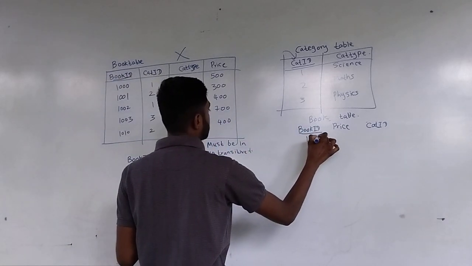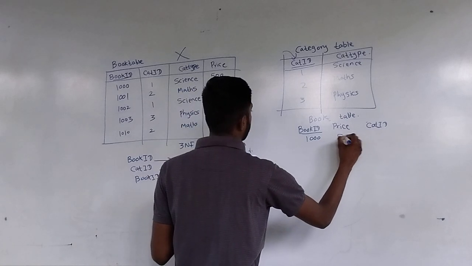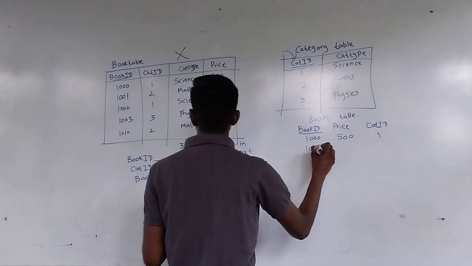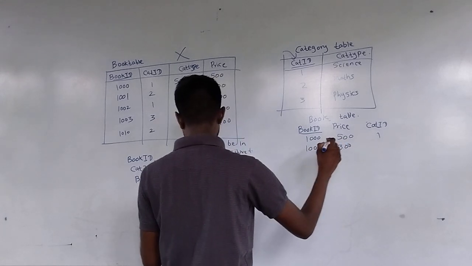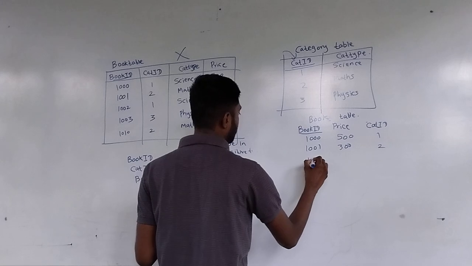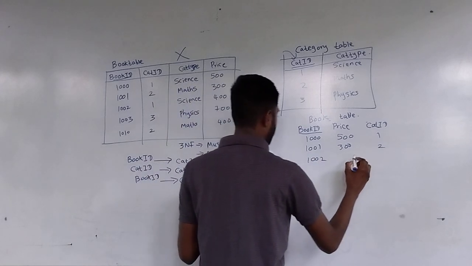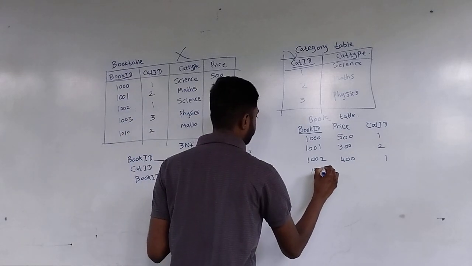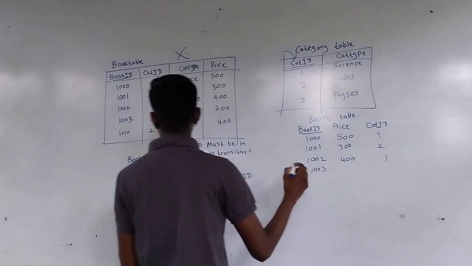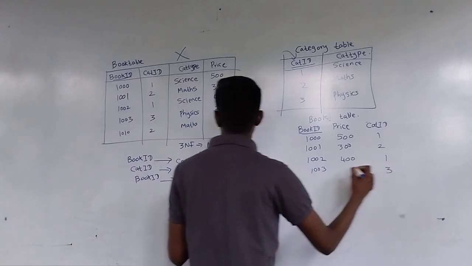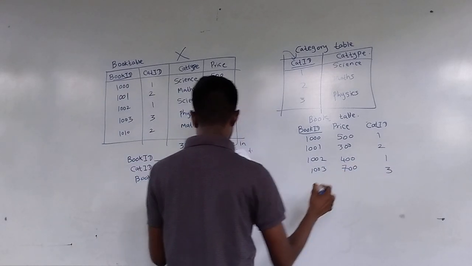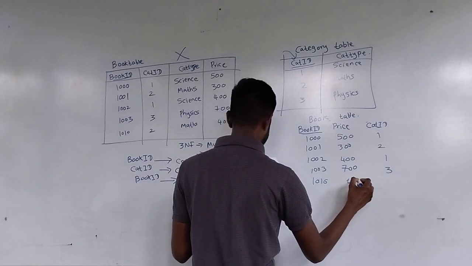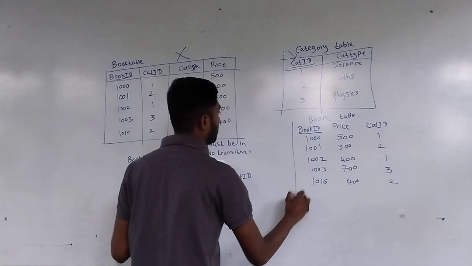So you can fill the table. 1000, the price is 500. What is the category ID? 1. Next one 1001, price is 300, category ID is 2. Next one 1002, what's the price? Price is 400, category ID is 1. What about the next one? 1003, category ID is 3, price is 700. And when it comes to the last one, it is 1010, price 400, and category ID is 2. So this is the book table.